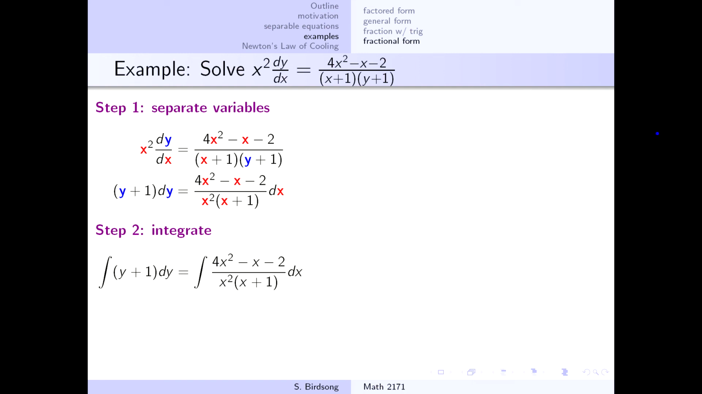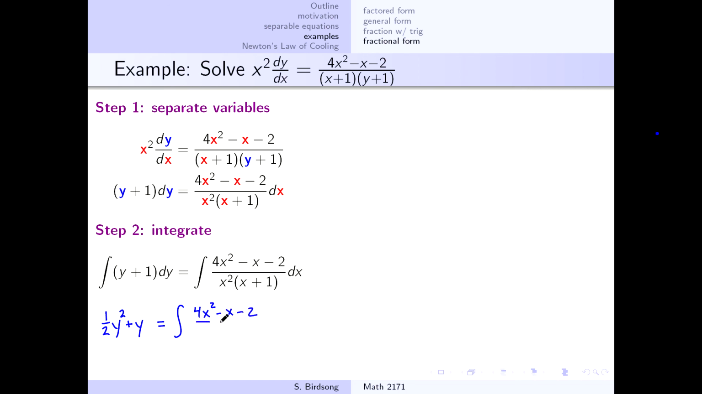So with this guy, definitely the side with the y's is going to be easier. So this side with the y's right here. When we integrate, we'll get 1/2 y squared plus y. I'm going to leave off the constant of integration over there. And then we're going to need to figure out what this other side is.